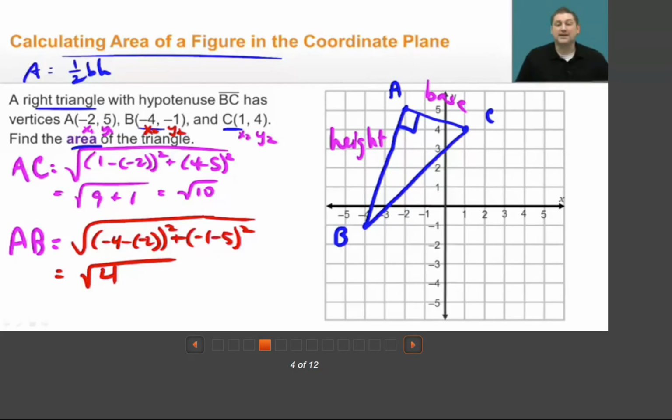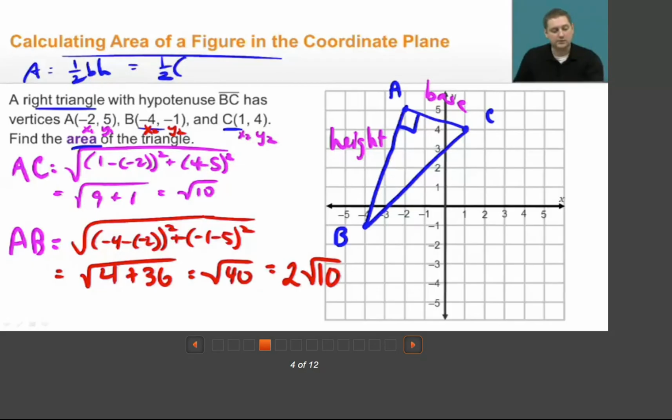-1 minus 5 is -6, and so when I square it, I get +36, and what I'm left with is the square root of 40. Now, square root of 40 can be reduced down to 2 square root of 10, so when I want to find this area, I now have all the pieces I need.